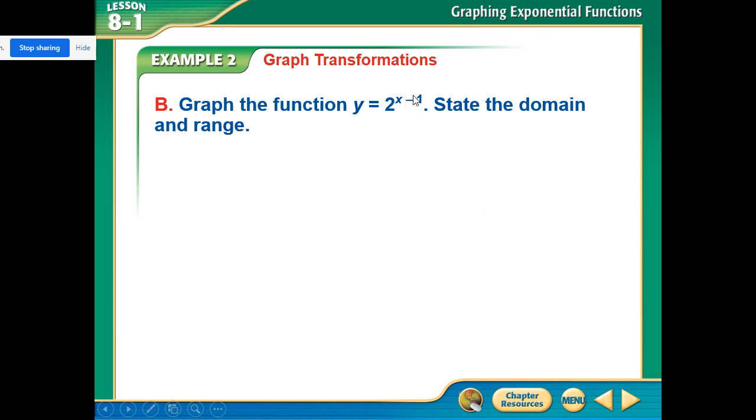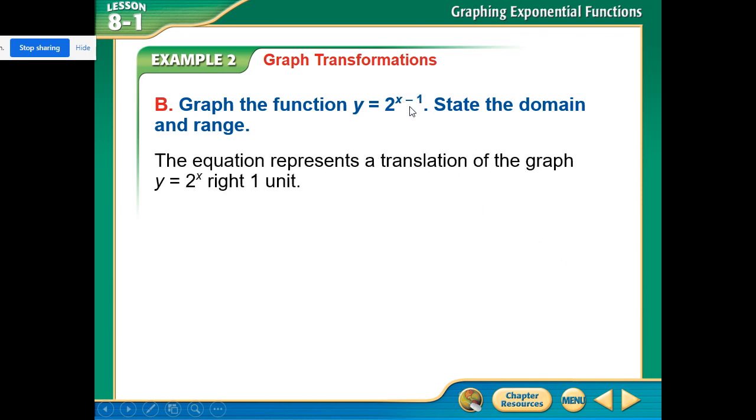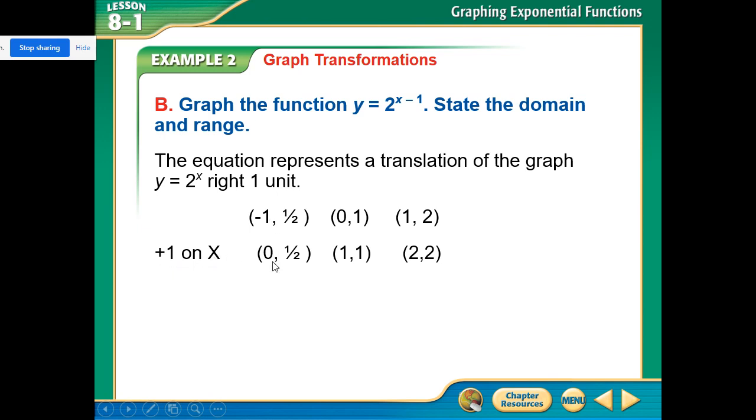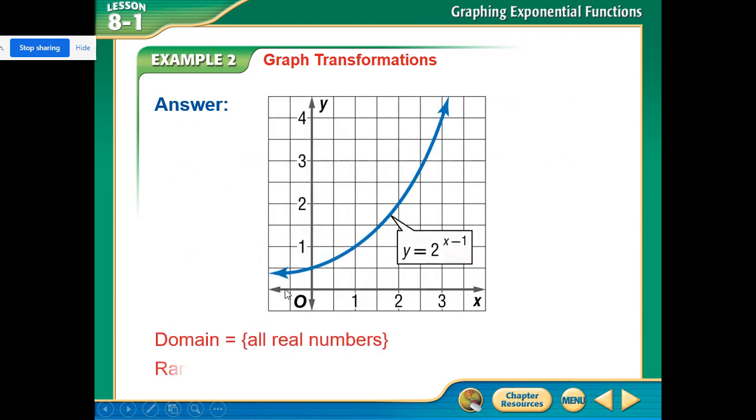So let's try another one. Now this one is up in the exponents, so that's going to change our x value. So we're going to go right 1. Again, it's opposite. Remember, the -1 acts like a +1. So we have -1, 1/2, 0, 1, 1, 2. Again, looking at this base. So -1, the reciprocal, 0, 1, and then 1, the base. And now we're going to move it to the right 1. So we're going to add 1 to all of our x's. So it becomes 0, 1, and 2. The y values don't change on this one. Dotted line still is at 0 because there's no plus or minus on the outside. So we're going to have those points.